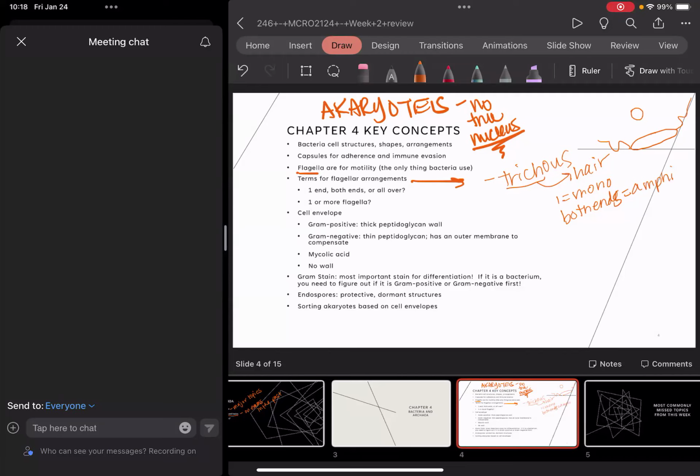If you have flagella in tufts at one end or the other, so we have groupings of flagella, this is called lophotrichous. And then if you have flagella all over, this is called peritrichous. So that would literally be just covered in these flagella. Okay. So those are the arrangements we can have if you have flagella and you are motile.